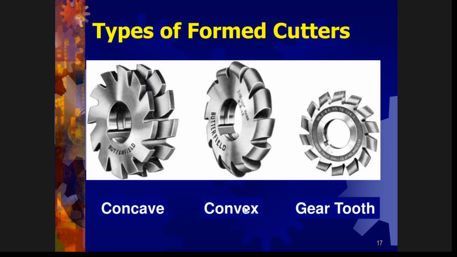These are some of the formed cutters. You can see this is a concave cutter, with a concave profile, and this is convex. When we machine the workpiece using this concave cutter, you will get a convex surface on the machined surface of the workpiece. Here this is convex, so you will get a concave surface on the workpiece.